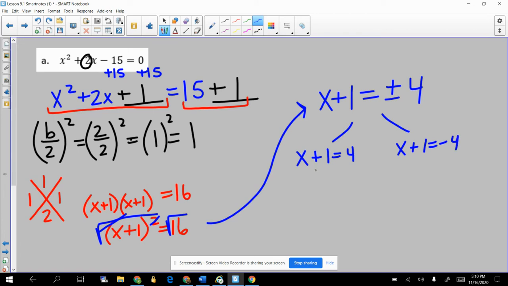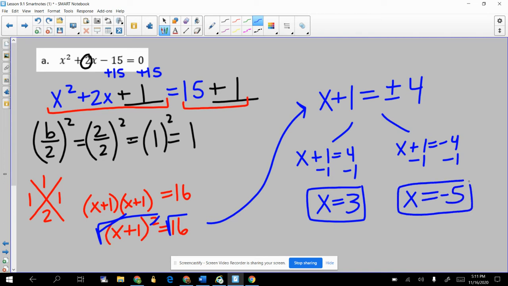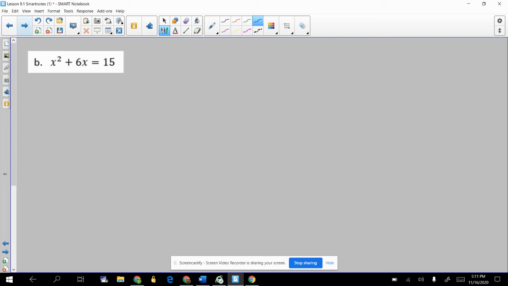So then I would subtract the 1 over, and I get x equals 3 as one of my solutions. And I would subtract the 1 over, and I get x equals negative 5 as my other solution. And that's it. Okay, so we're kind of using what we used yesterday when we get to this point, but first we need to complete the square so that we get that perfect square trinomial and we can use the square root method.